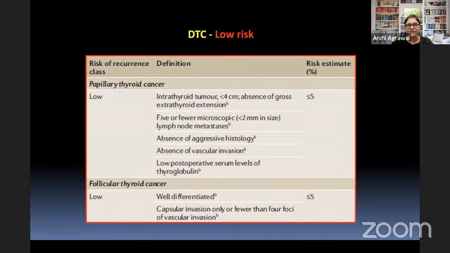Whereas in follicular CA thyroid, all patients who are well differentiated with capsular invasion and only less than 4 foci of vascular invasion, if it is present, these are all considered as low risk DTC.